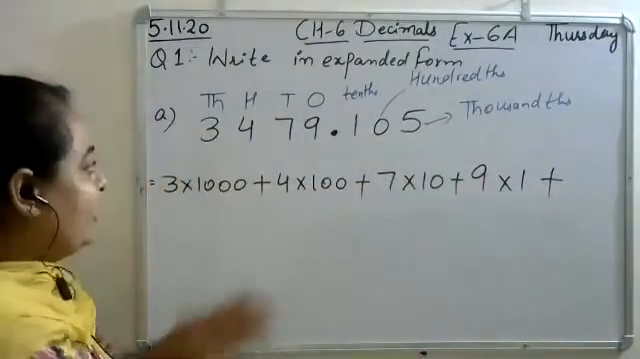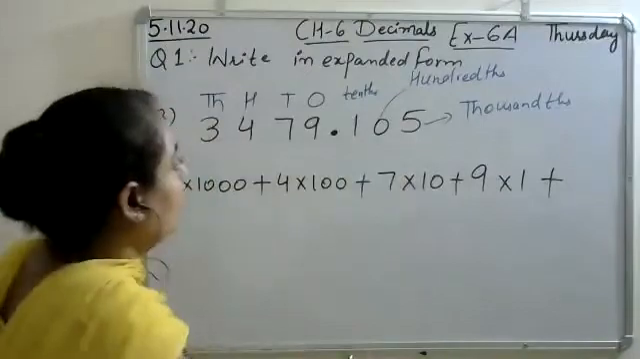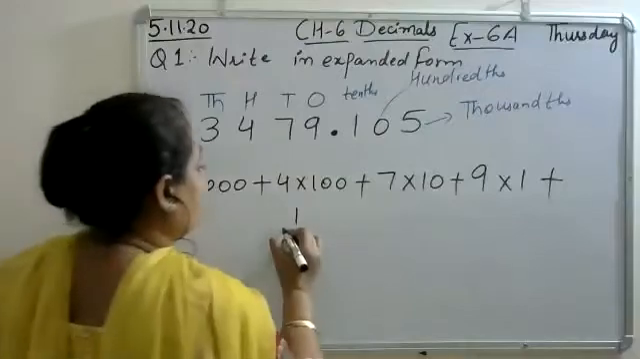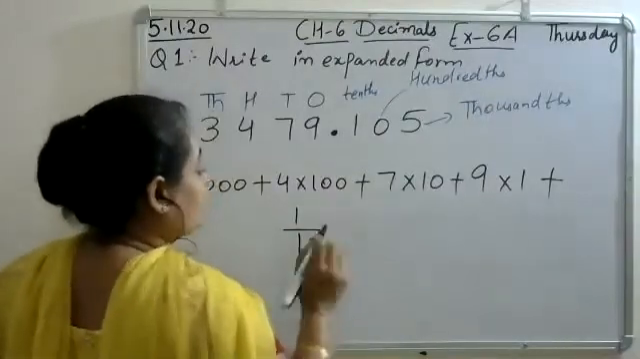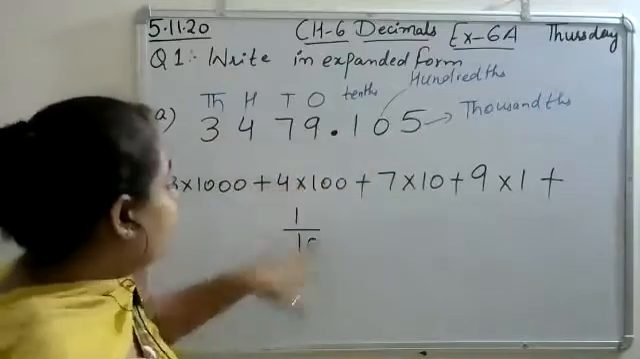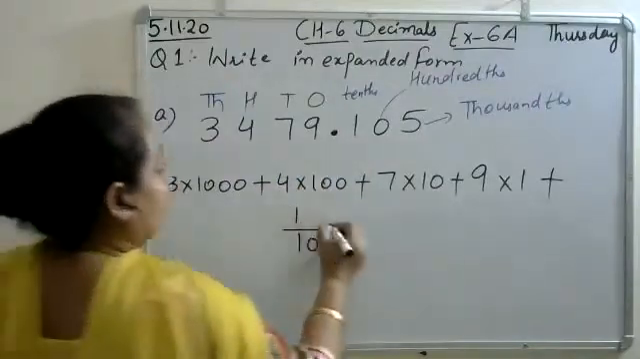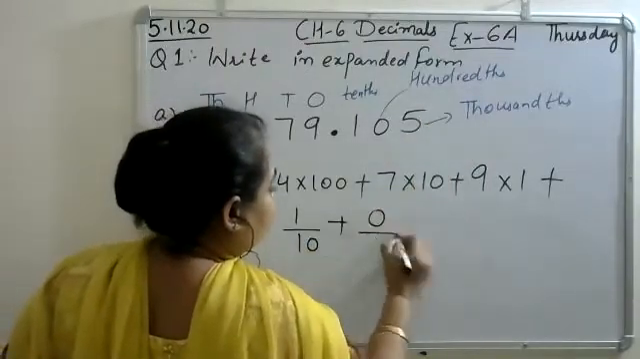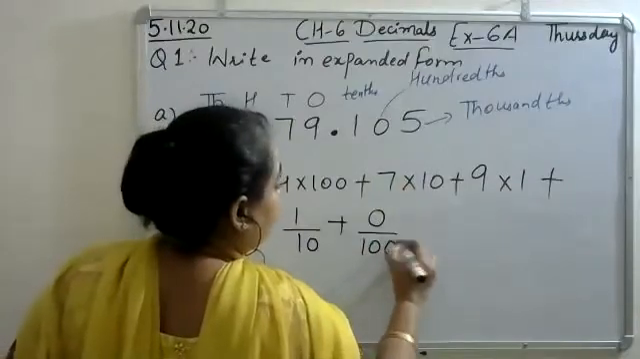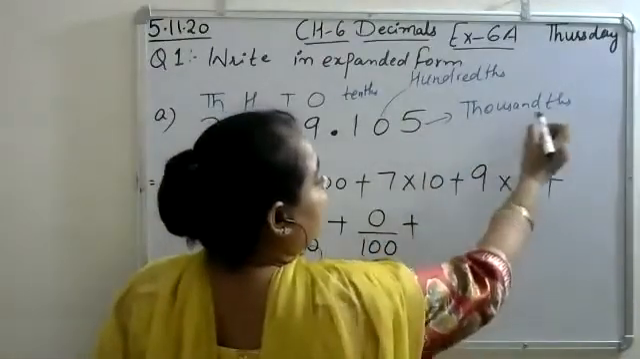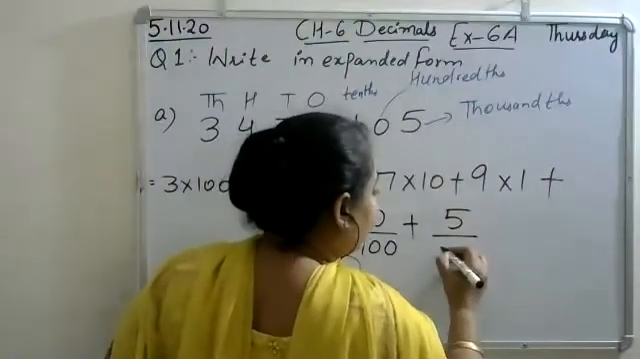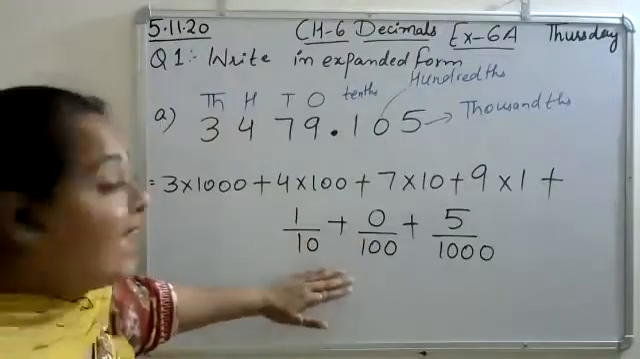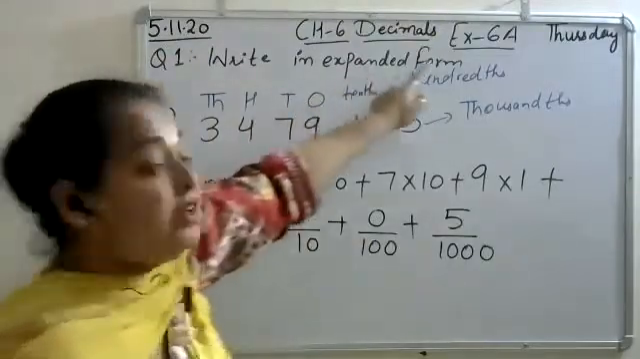Now, right hand side, decimal system. This is 1, not multiplied by 10, divided by 10. Okay, plus. This is hundredths. So 0 divided by 100 plus. This is thousandths. So 5 divided by 1000. So this is the way to write any decimal number in expanded form.